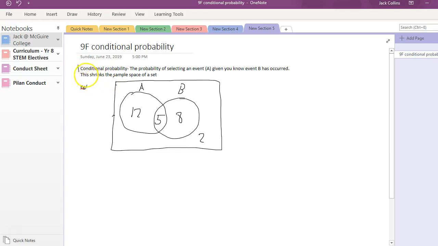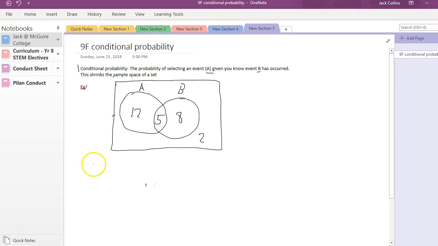So what conditional probability is, is the probability of selecting one event given that you already know another event has occurred. So probability of selecting A given you know that B has already occurred. The effect of this is, while it might not seem to do anything, it actually reduces the sample space for a question. Pretty hard to describe theoretically, but in practice it's quite straightforward once you get the hang of it.